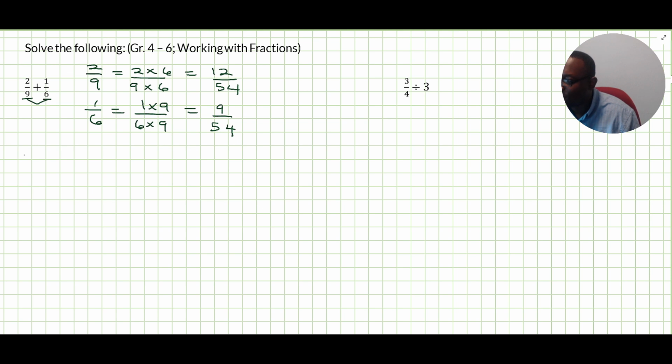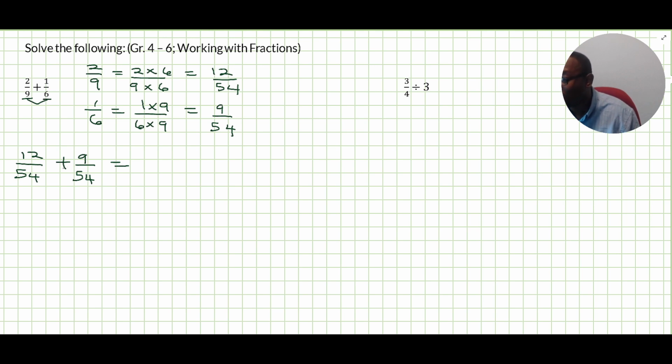So now I have 12 over 54 plus 9 over 54. This is going to give me, we could try 18. 18 is fine, that would work. But for those who want to use 54, what I said earlier is, if you know how to get your LCM, you can use the LCM.